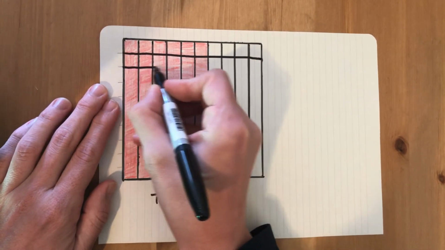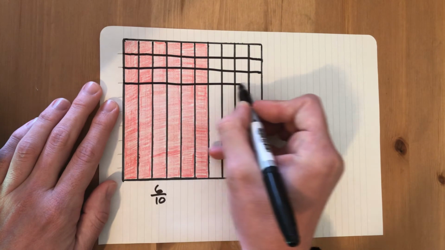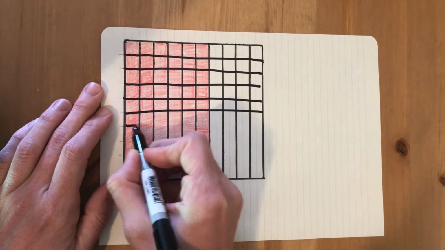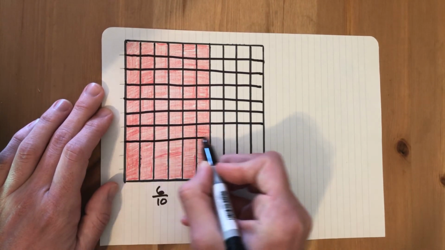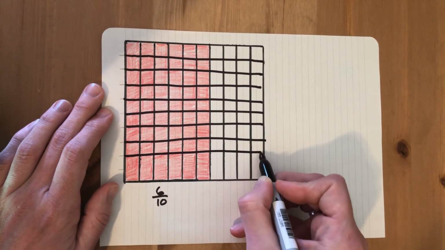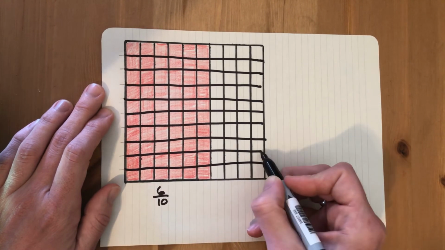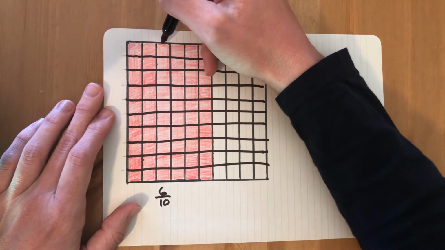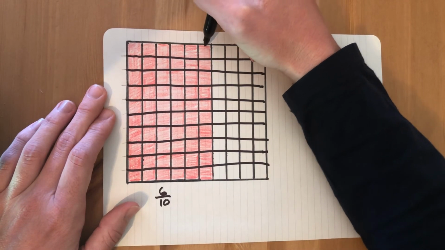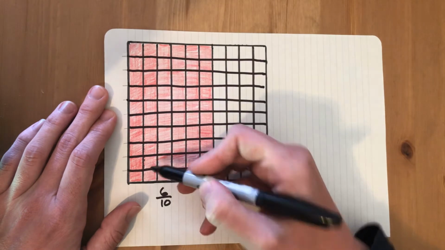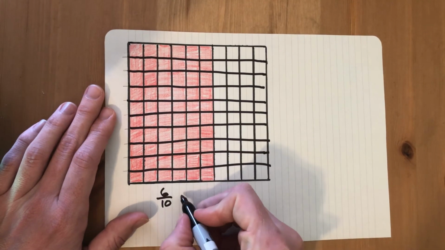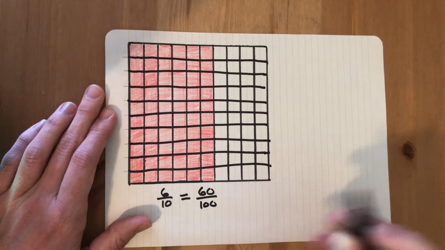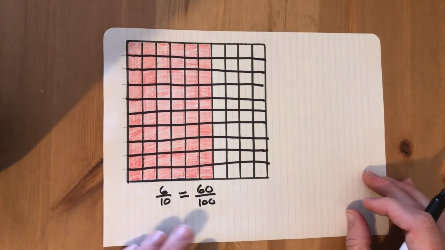Awesome job, mathematicians, as I quickly finish up decomposing my model. I'm hoping that you can jot down how many total fractional units out of 100 are now shaded. 10, 20, 30, 40, 50, 60, because I have 10 in each row, and I have 6 of those total rows shaded. So my equivalent fraction for 6/10 is 60 hundredths.